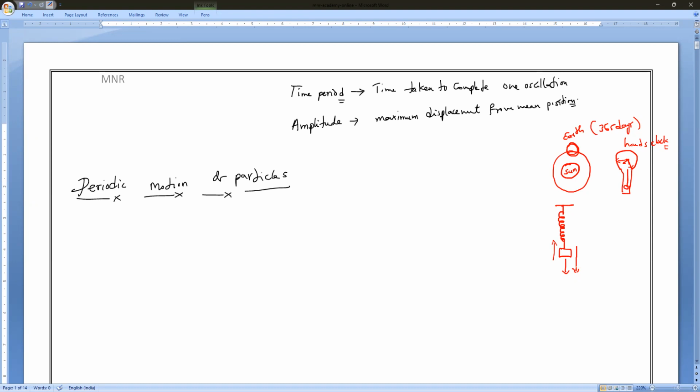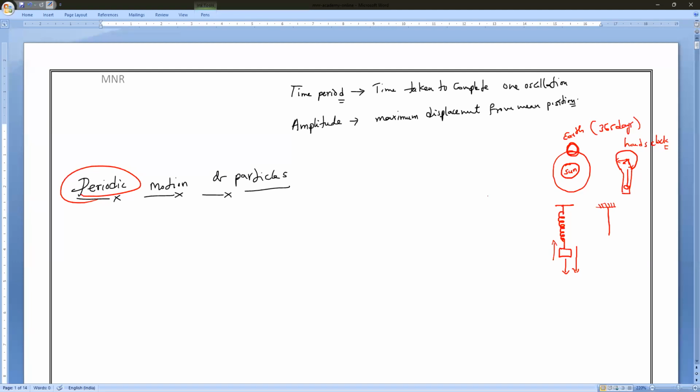That repeating swinging of a pendulum, or the vertical oscillations of a suspended mass, the sun revolving around the earth, the hands of a clock repeating after some time, these are all called periodic motion.